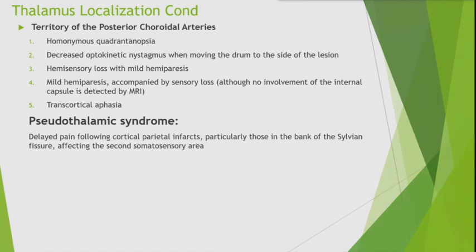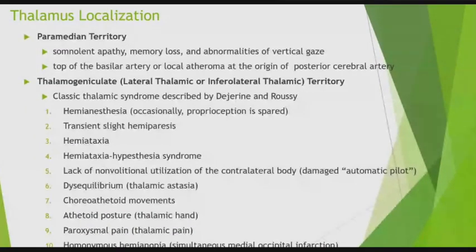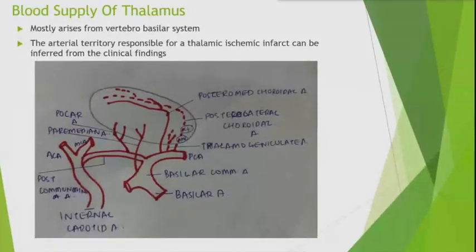Yes, sir. The classical syndrome is Dejerine-Roussy syndrome, which is due to occlusion of the thalamo-geniculate artery. Thalamo-geniculate artery produces what problem? It produces hemianesthesia, hemiataxia, mild hemiparesis. Thalamic pain occurs, and some choreoathetoid movements, which is called the thalamic hand. All these are features of Dejerine-Roussy syndrome. That's your syndrome. Okay, fine.